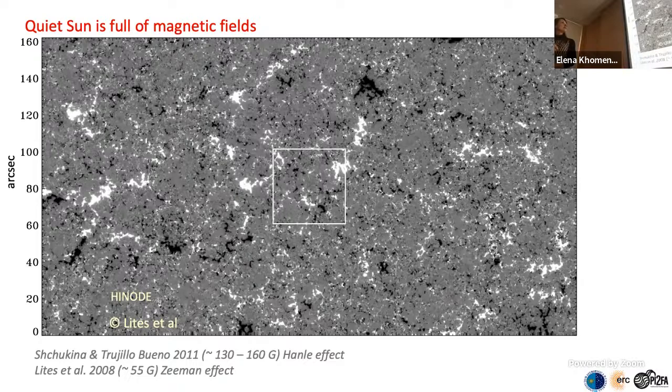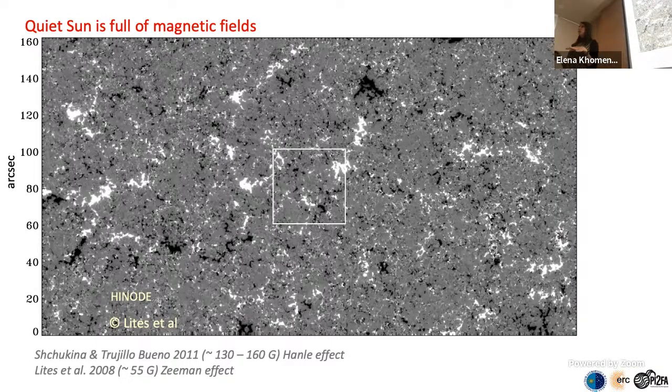So this is full of this salt and pepper pattern, which reflects the action of what we now believe is a small-scale solar dynamo. These are rather weak magnetic fields compared to sunspots, but still they concentrate themselves in these bigger patches which correspond to network, and then internetwork, and then interiors of this internetwork. So magnetic field is everywhere.